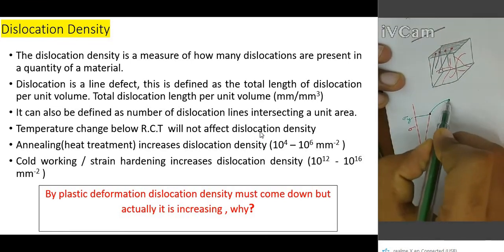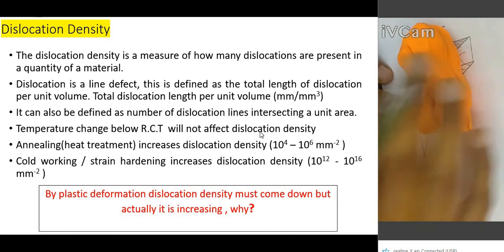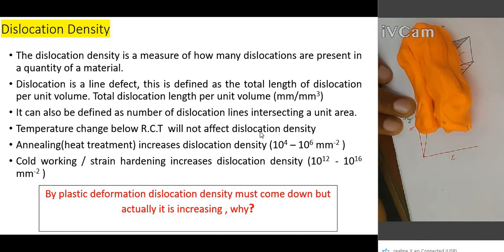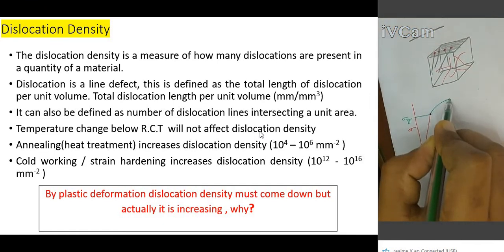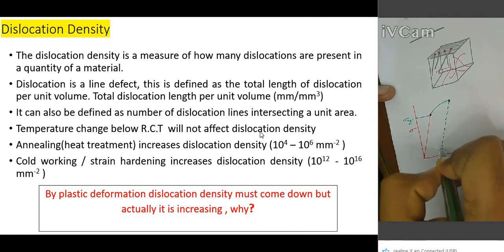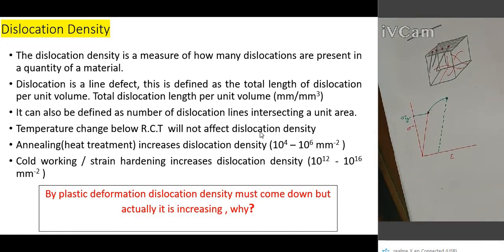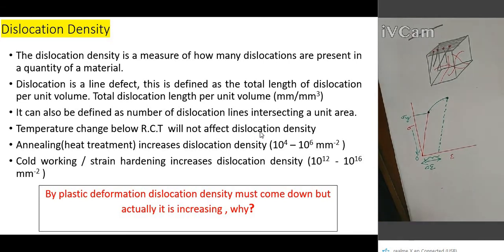When it reaches this point, a particular amount of plastic deformation has happened to the material. Then I stop there. I release the load. When I release the load, the load comes back to zero value. Okay. But there will be some strain in that body, delta epsilon. That strain is the strain stored inside the body, or strain retained inside the body.